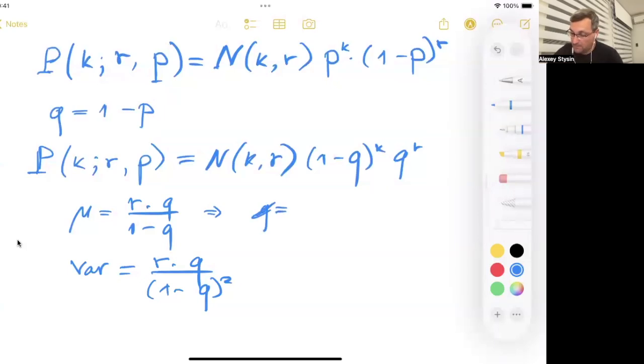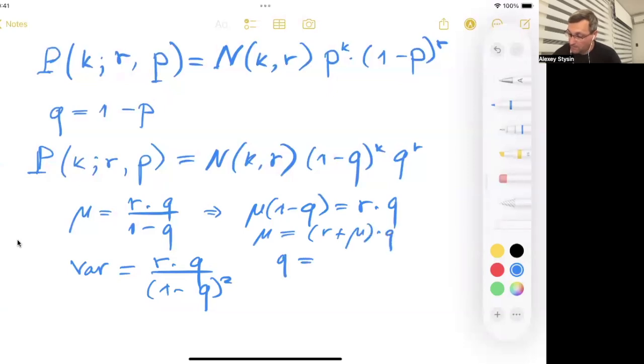Let's do it carefully. It's going to be mu times (1 minus Q) equals R times Q. And then we have mu equals (R plus mu) times Q. And therefore we get Q equals mu over R plus mu. And therefore we have 1 minus Q is equal to R over R plus mu.